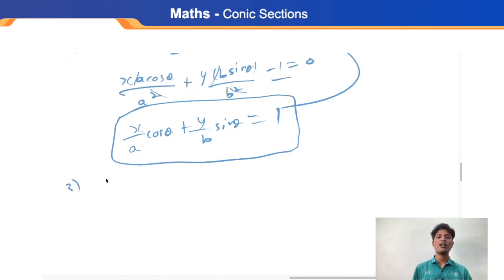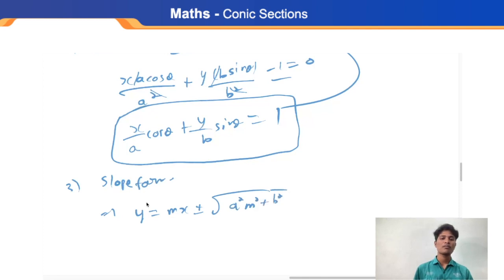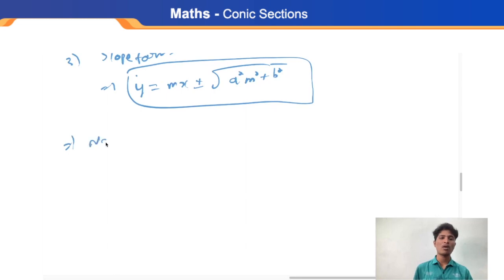And what is the format of slope form? Slope form equation is y is equal to mx plus or minus root of a square m square plus b square. This is the equation you have to remember. Now the tangent equation is completed. Now normal equation.